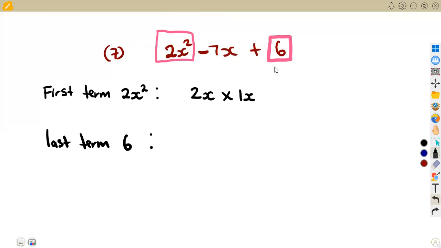So the first numbers that we can think of are 6 and 1, and you can see that there's a 6 there, which is the one that you're considering, which is the last term, 6. So you can think of multiplying 6 and a 1. But is this the only pair that we can multiply to get a 6? No, there are so many numbers, okay?